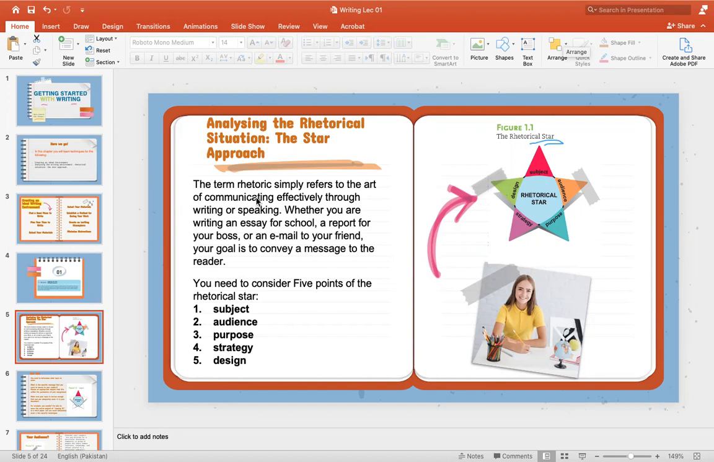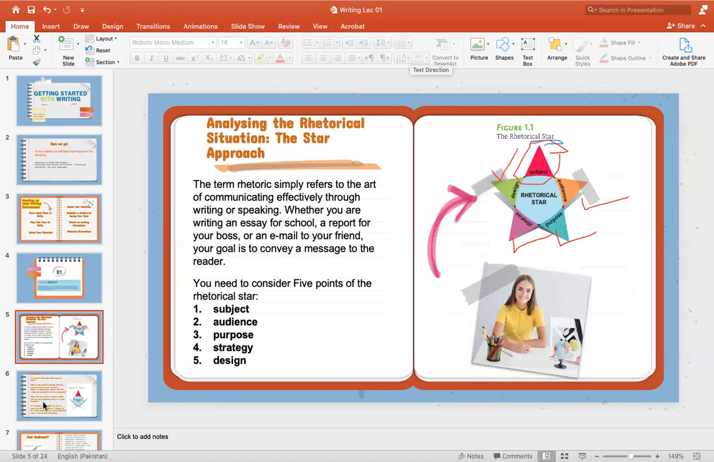All right. So we talked about this rhetorical star, and it actually includes five major dimensions. Number one is your subject. Number two, audiences. Number three, purpose of your writing. Number four, strategies. What strategies do you have for your writing assignment or your writing project, or whenever you're writing for your exams? And then the design. What sort of design do you have for your writing projects?